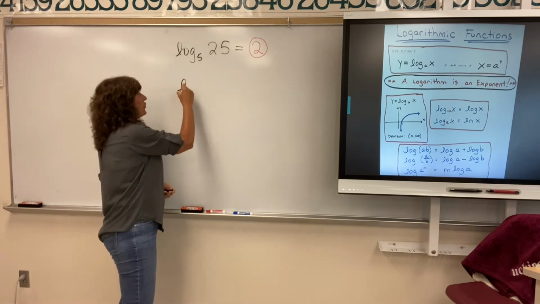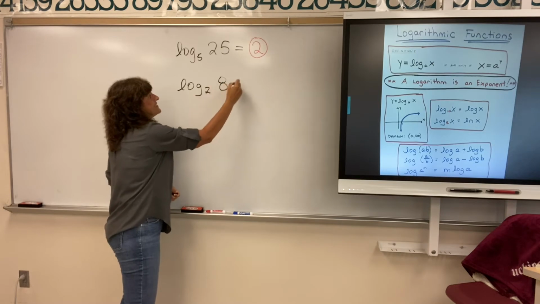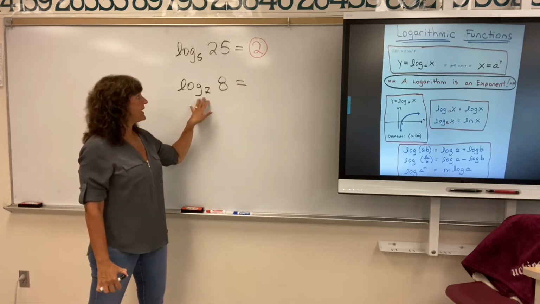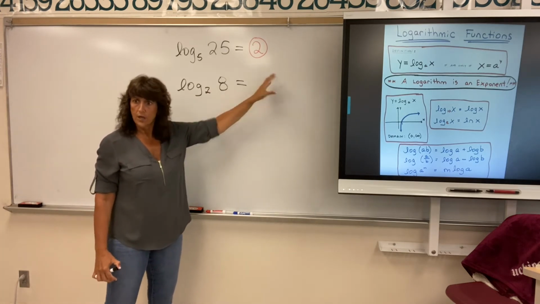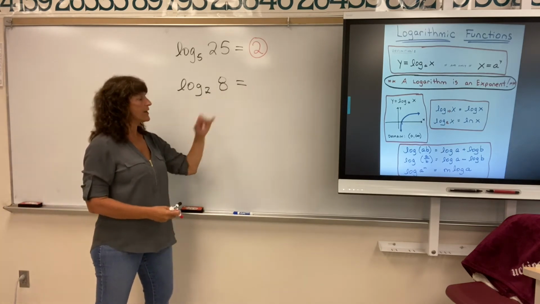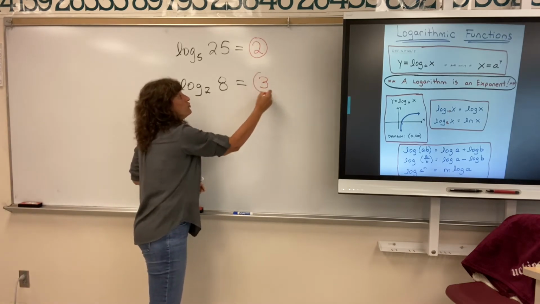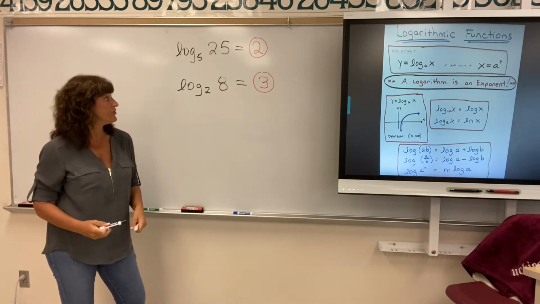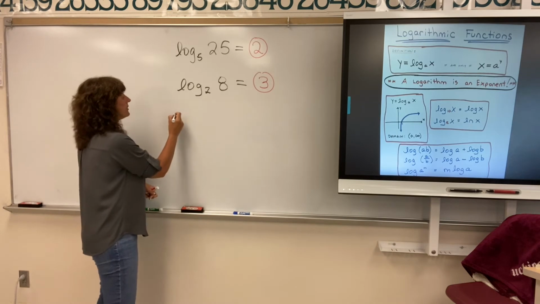Try another one. What is log base 2 of 8? Okay, so what is log base 2 of 8? All right, so 2 raised to what power will give us 8? A logarithm is an exponent. What exponent goes on base 2 to give us 8? Okay, it would be 3, because 2 to the third power gives us 8. 2 times 2 times 2. So 2 to the third power gives us 8. Okay, try another one. What if we had log base 3?